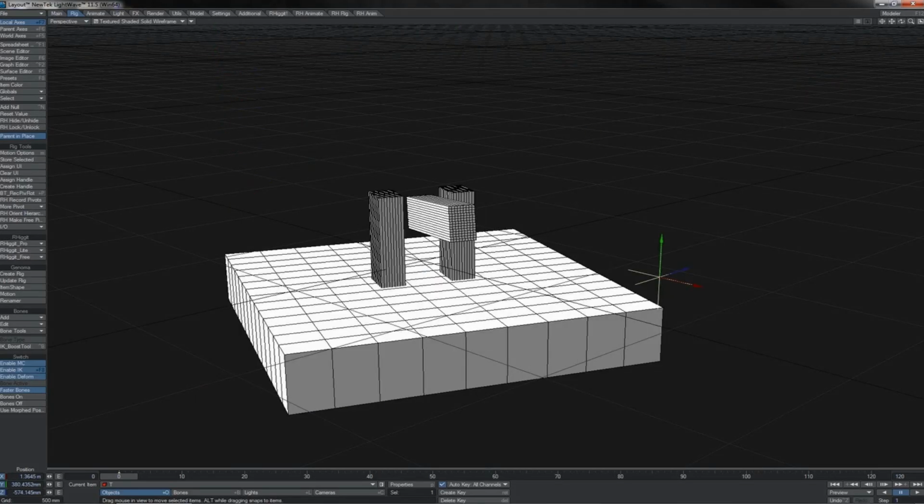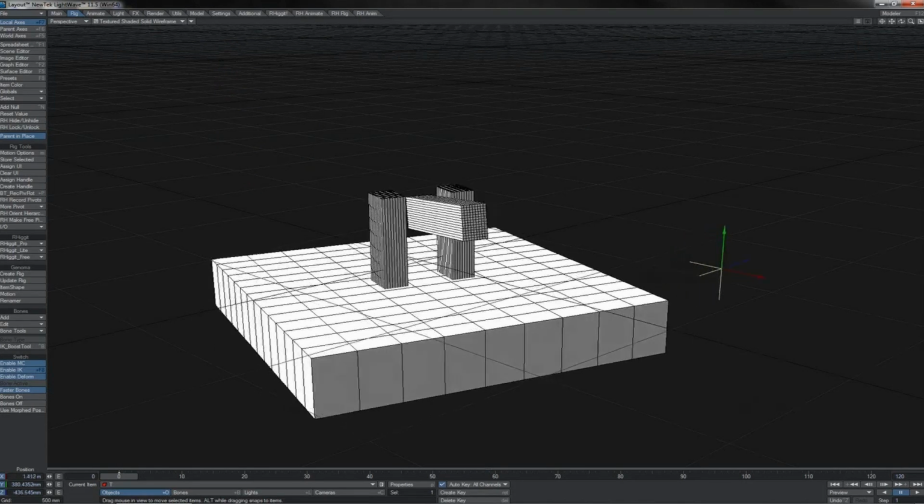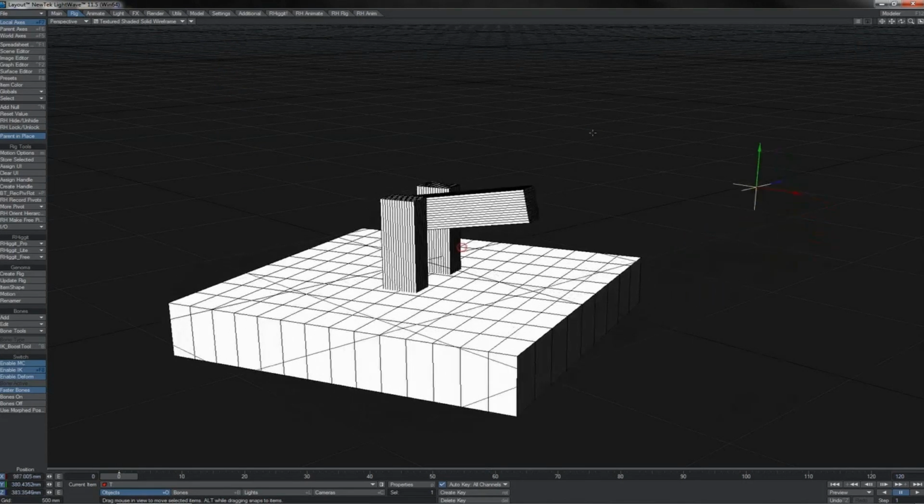So there we have it, the target and pole system. Pretty simple really, but important to understand to make sure that you're always getting predictable results.